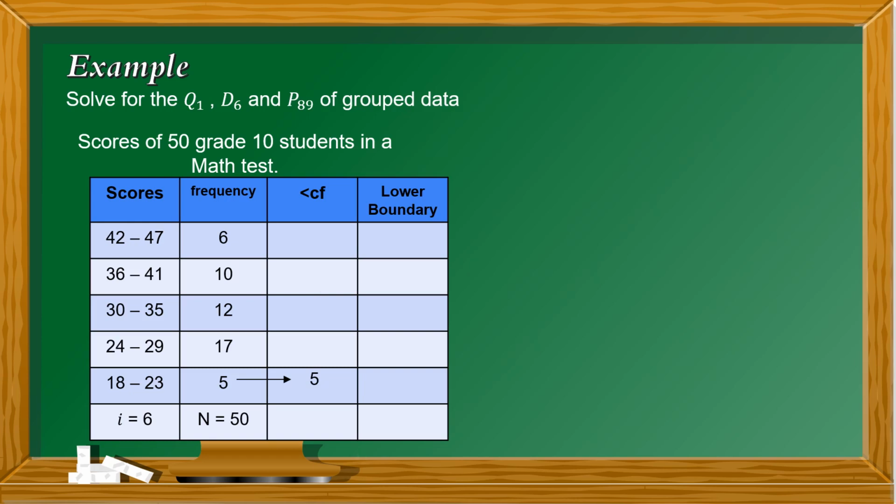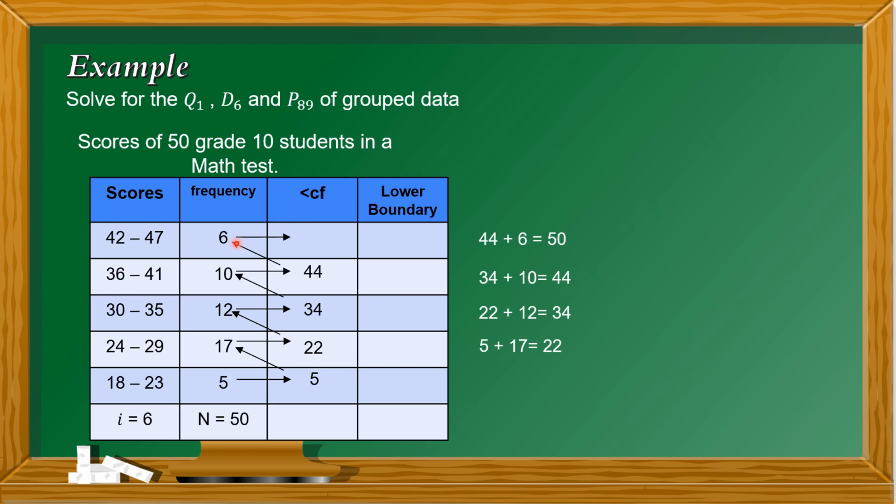Una ay magsimula sa 5. I-add natin ang 5 sa 17, 22. I-add ang 22 sa 12, 34. I-add ang 34 sa 10, 44. At ang 44 sa 6, 50. Kinakailangan na ang huling lumabas dito ay equal sa number of total frequency natin.